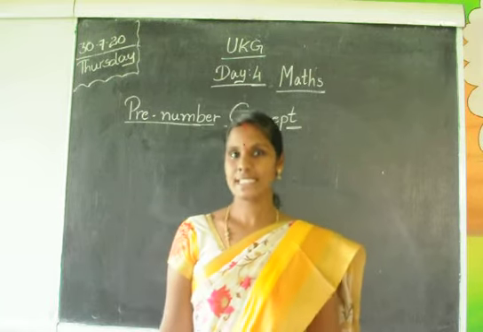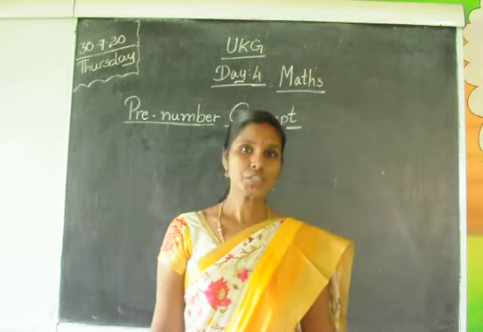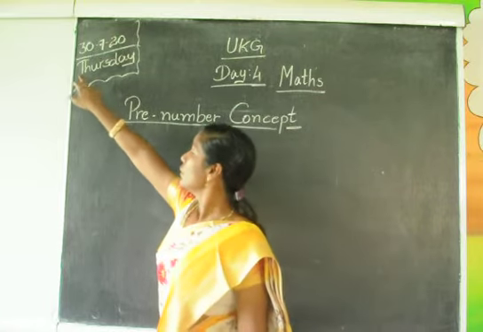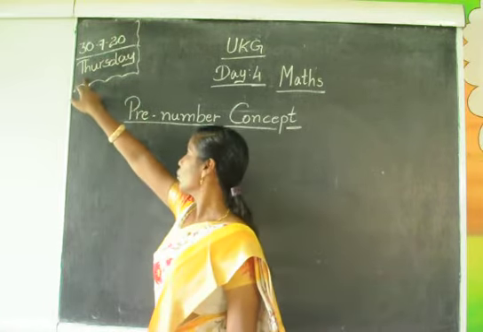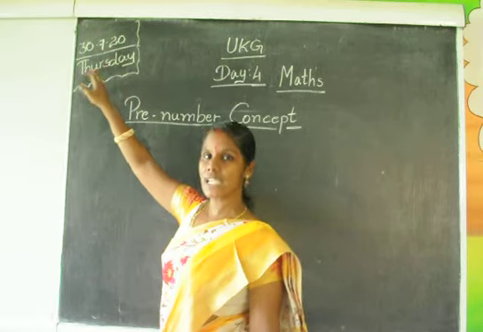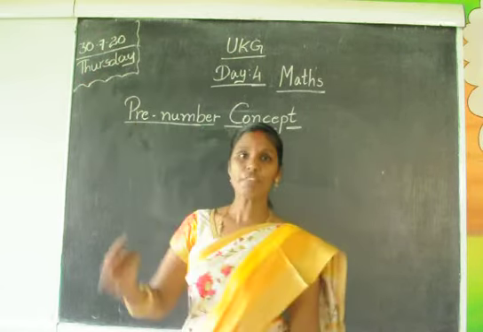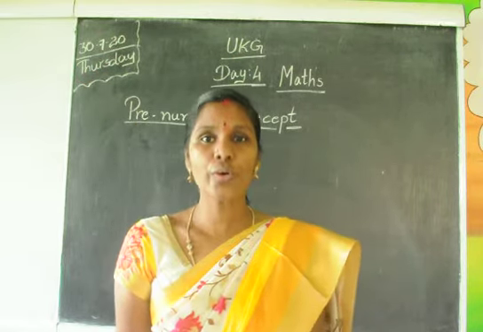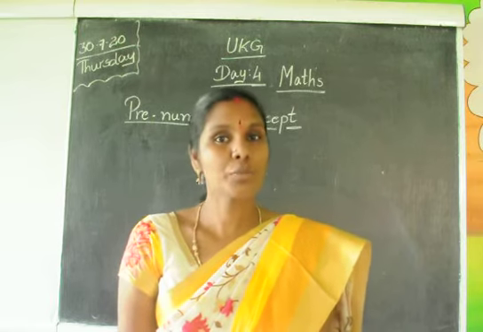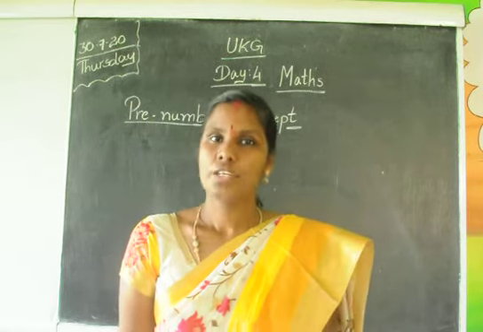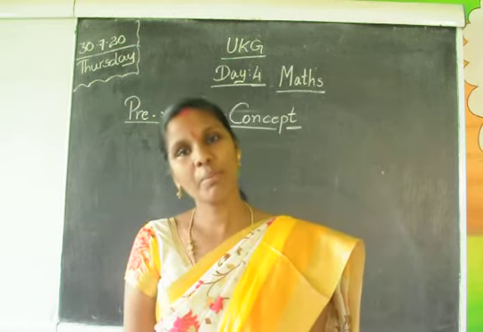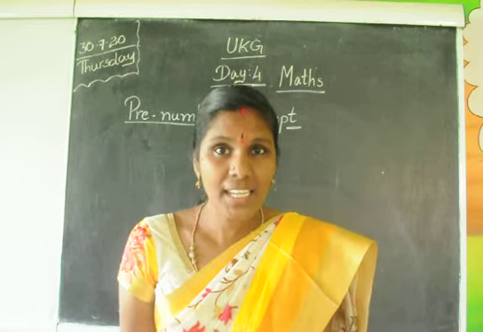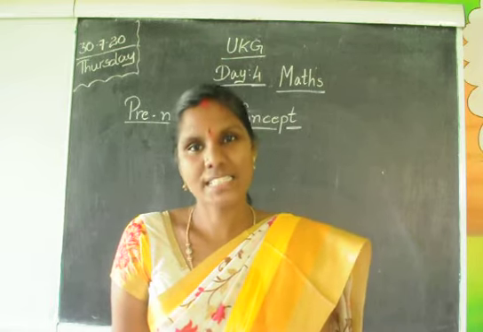So, days of the week. What is today's day? Thursday. If today is Thursday, what will be tomorrow? Friday. Today is Thursday. Tomorrow will be Friday. What was yesterday? Yesterday was Wednesday.